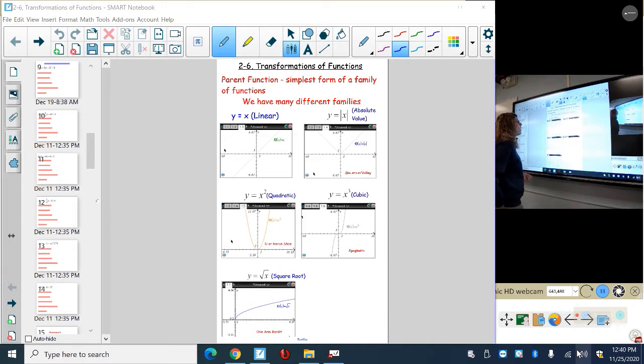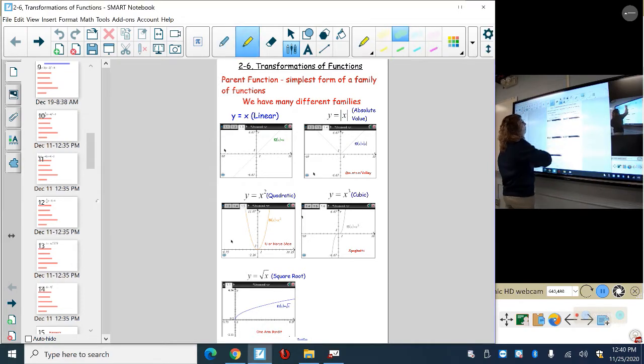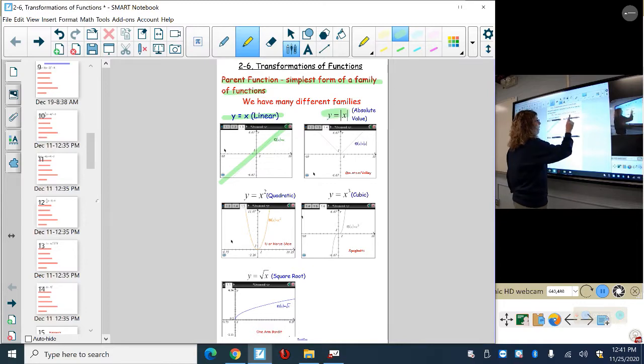All right, a parent function is a function that is in its simplest form, okay? And we have 5 different parent functions that I need your brain to memorize the shape of what they look like, as well as the equation. We have y is equal to x, the linear, which is just a line going through the origin. We have the absolute value of x, which we know to be a V graph or a valley. We have y equals x squared, which is the quadratic function, and it looks like a U.